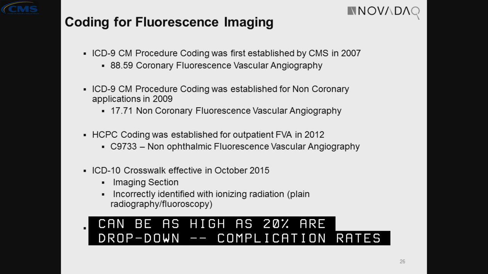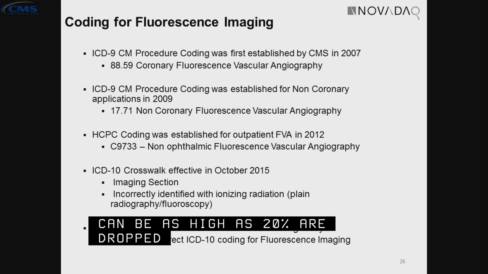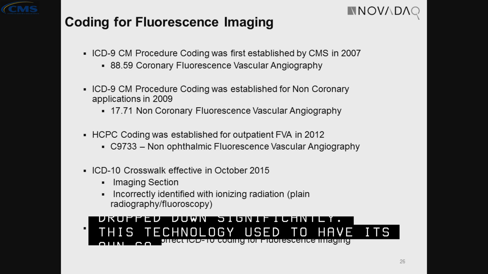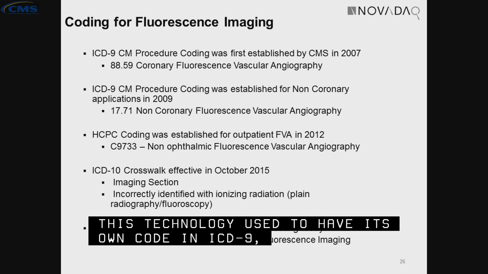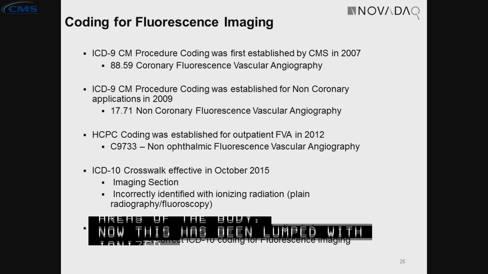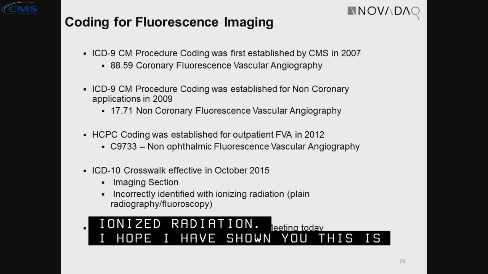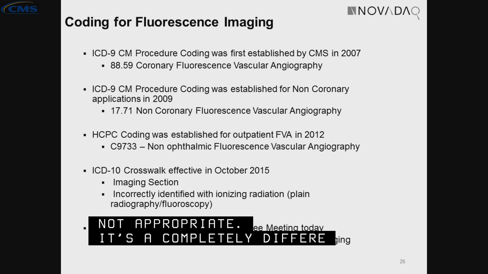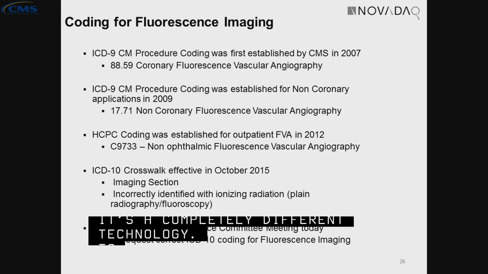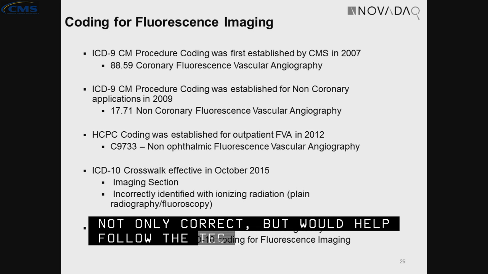The issue is that this technology used to have its own code in ICD-9, initially for cardiac surgery, then liberalized to other areas of the body. And in the crosswalk, this has now been lumped with ionizing radiation. And hopefully I've shown you that this is really not appropriate. It's a completely different technology. To have its own codes would be important not only for being correct in identifying what was being done, but also then following this technology and seeing how it's helpful and actually proving its value, which we feel strongly about.